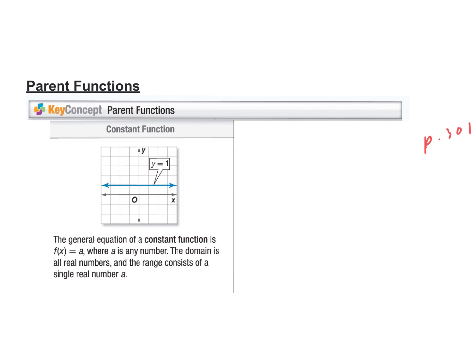So the first parent function, and this one doesn't come into play that much, is called the constant function. This is the first one on page 301, the top left one. We have just a y equals. There's no x. It's just a horizontal line. We've been talking about horizontal lines for the last week or so. The only difference is we change the value of the number. It could slide up, it could slide down, but it'll always be a horizontal graph. So this one doesn't come into play that much.